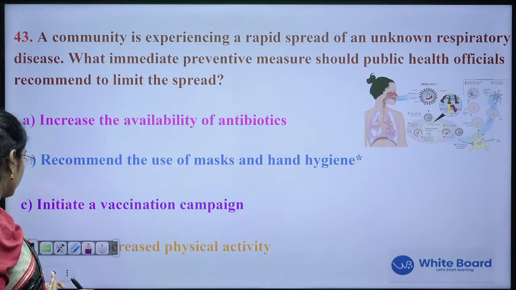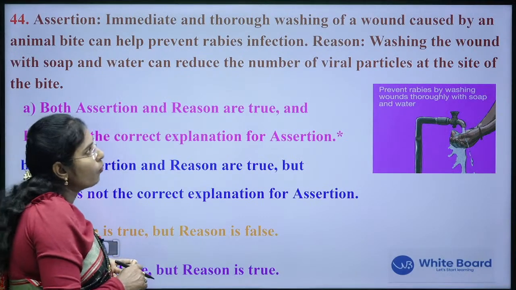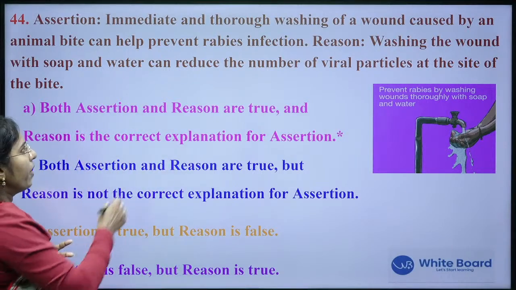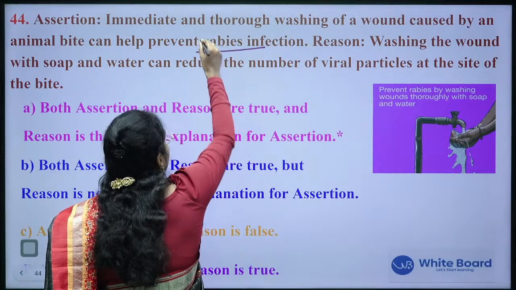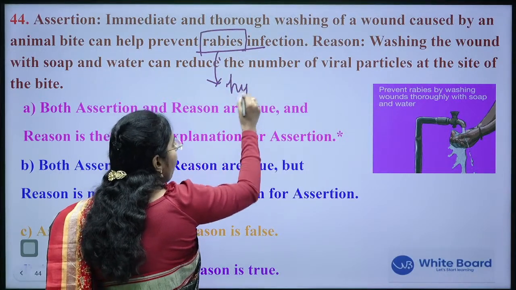Coming to the next question. Assertion: immediate and thorough washing of a wound caused by an animal bite can help prevent rabies. Yes, so rabies is a disease. It is also known as hydrophobia.